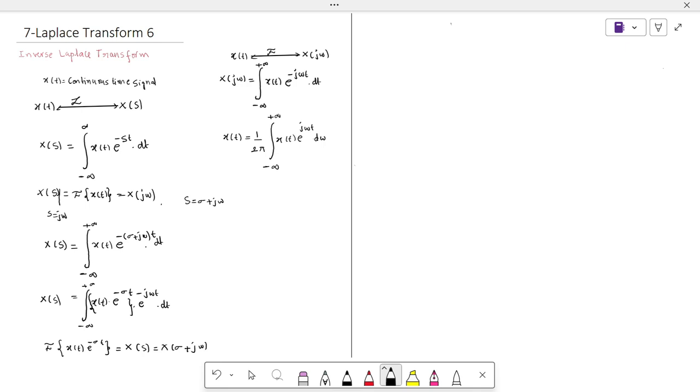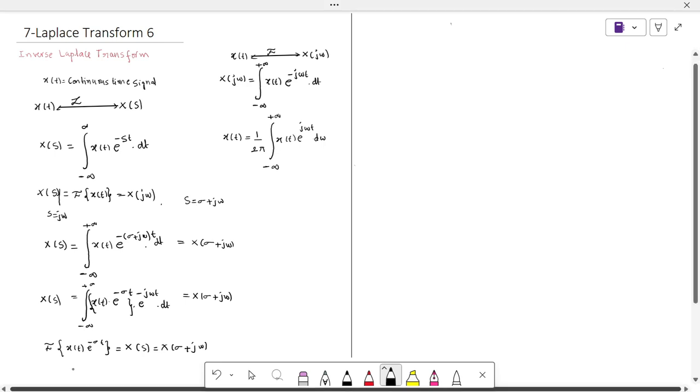So that is equal to x of sigma plus j omega. After substitution of s equal to sigma plus j omega, that is equal to x of sigma plus j omega. So now, with the help of the inverse Fourier transform, I am going to find x of t.